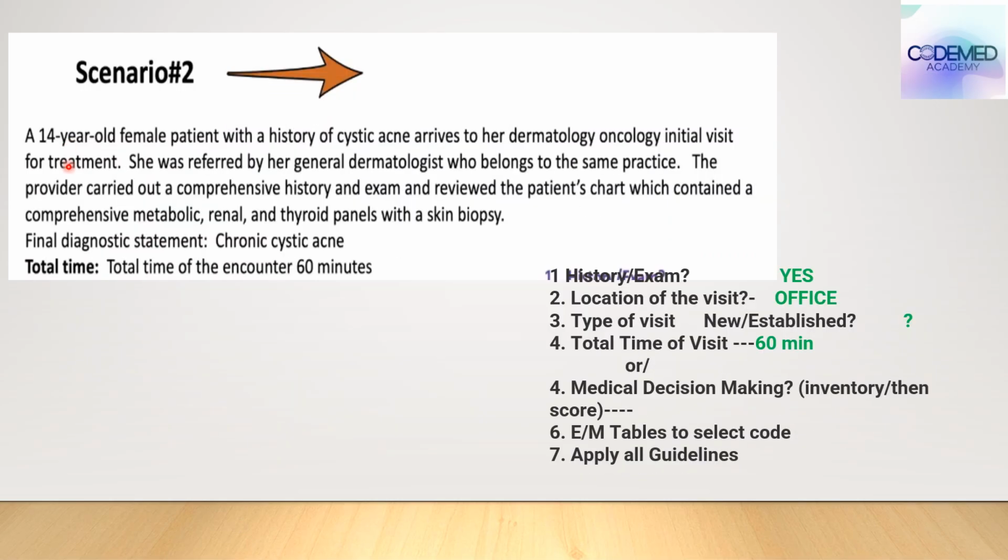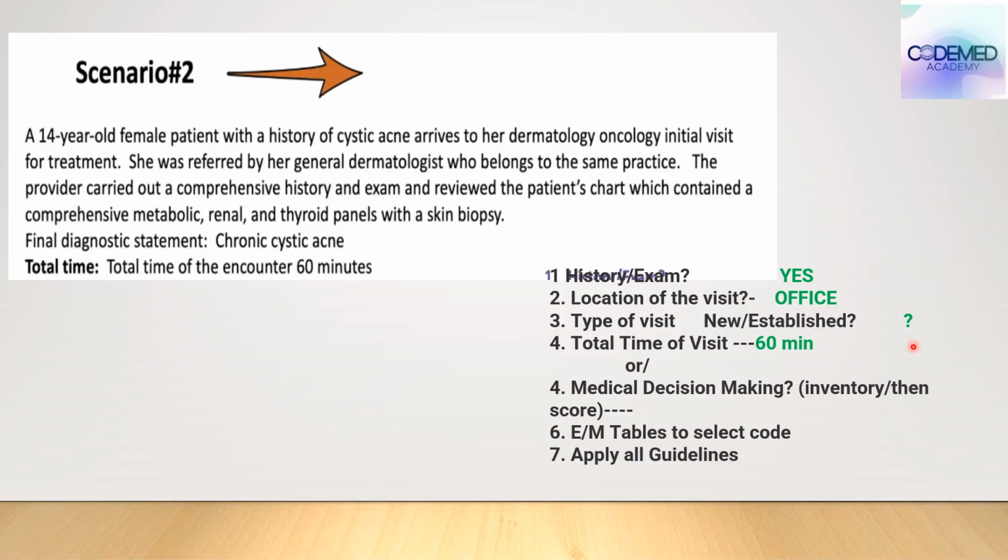Now the next example, a 14-year-old female patient with a history of cystic acne arrives to her dermatology oncology initial visit for the treatment. She was referred by her general dermatologist who belonged to the same practice. The provider carried out the comprehensive history exam and reviewed the patient chart which contained a comprehensive metabolic, renal and thyroid panel with the skin biopsy. Final diagnostic statement, chronic cystic acne. Total time of encounter is 60 minutes.